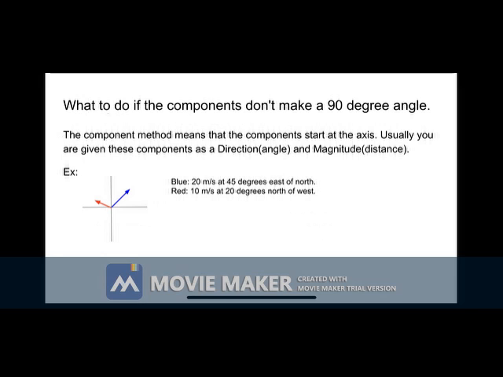The component method means that the components start at the axis. Usually you're given these components as a direction and angle, or direction or angle, and magnitude or distance. So for example, this blue line here is 20 meters per second, which is a velocity, at 45 degrees east of north, and the red velocity is 10 meters per second at 20 degrees north of west.